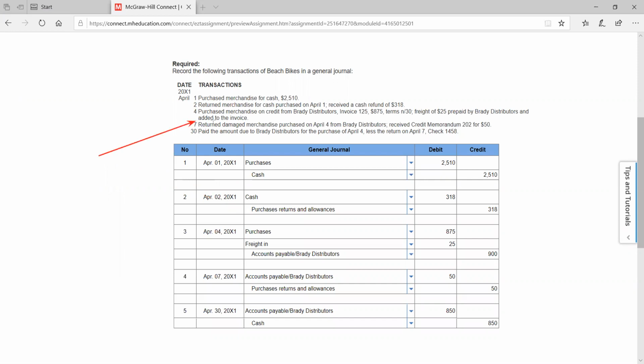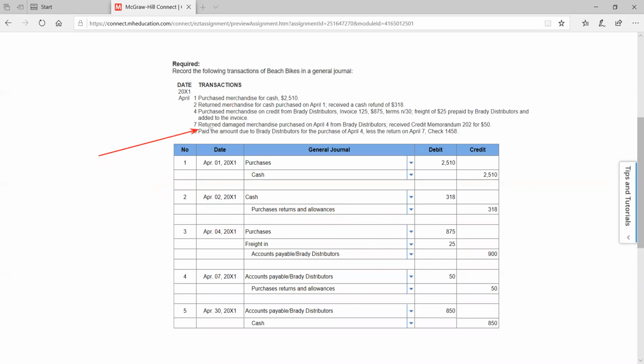On the 4th, we bought merchandise on credit. Terms are in 30, and this one that we had freight, we had to account for. So notice the purchases goes to 875. The freight in is 25. Add those together. Total accounts payable is 900.